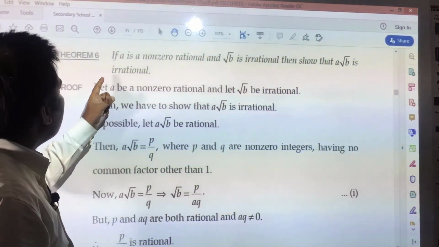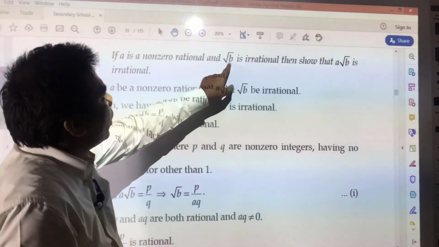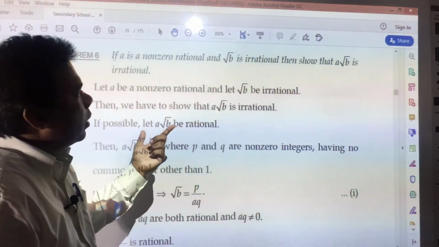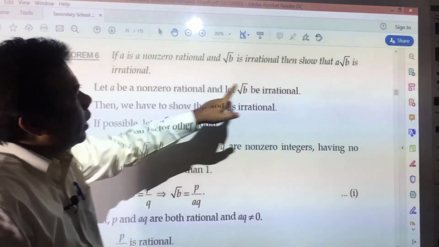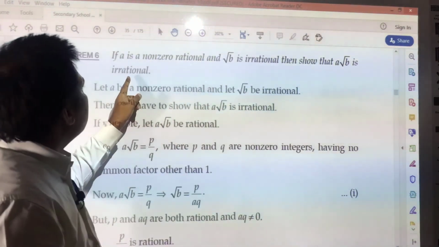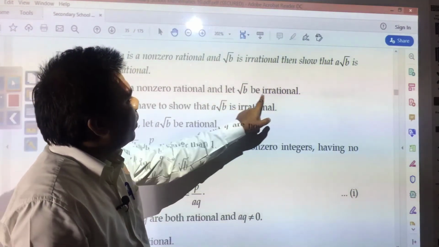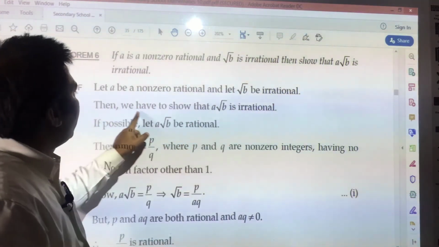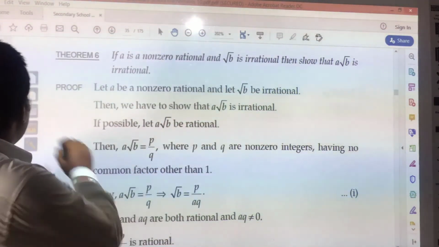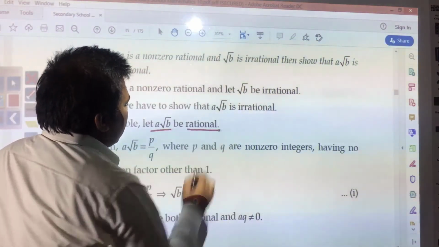Next theorem you have: if A is a non-zero rational and root b is irrational, then show that A into root b is irrational. In the previous theorem you had A plus root b, here you have A into root b. Let A be a non-zero rational and let root b be irrational. Then we have to show that A root b is irrational. If possible, again, let A root b be rational.